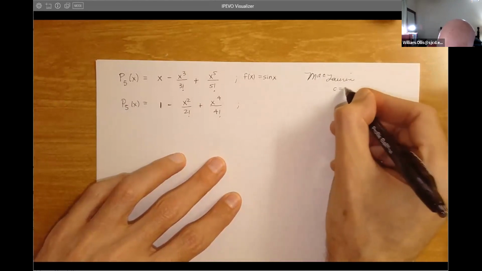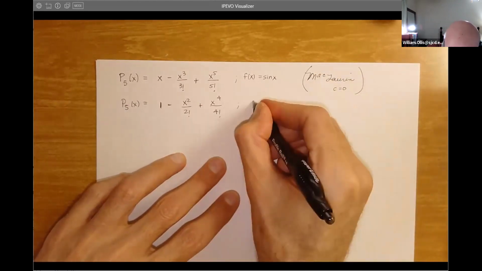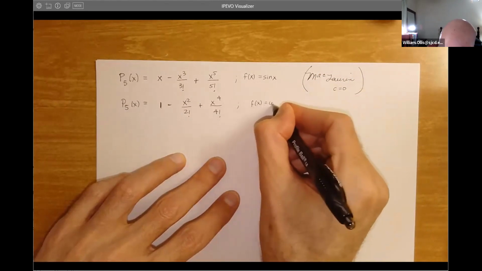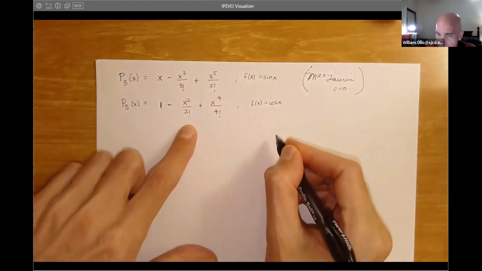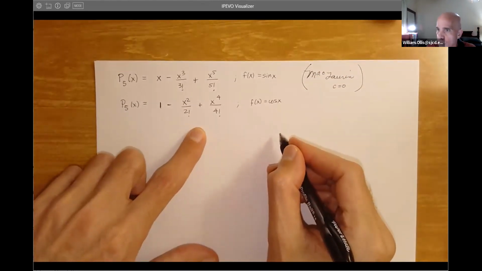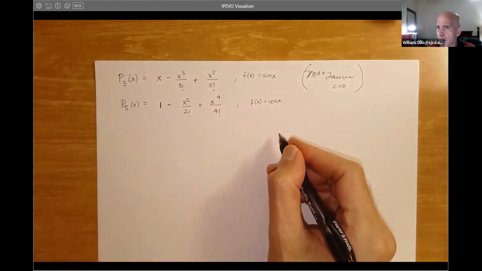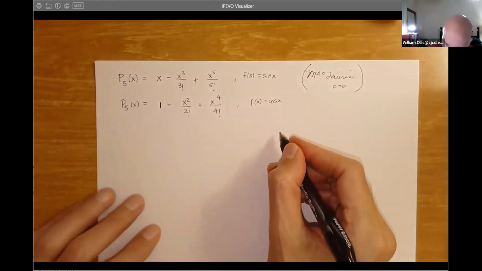That is c equals 0. This is f of x equals cosine. So you can easily verify these. I didn't do these. These are so easy. You can do these in your sleep. I did much more complicated ones to get you used to the arithmetic.